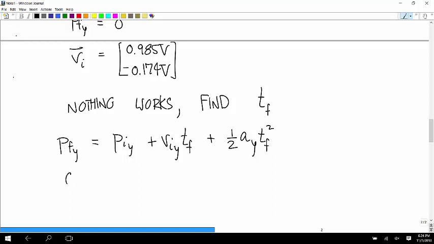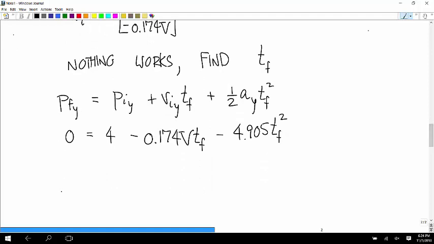And that says 0 is equal to 4 minus 0.174 V TF minus 4.905 TF squared. That's one that works. You could use the quadratic formula to solve that. I think this one also works. PFX is equal to PIX plus VIX TF plus 1/2 AX TF squared.